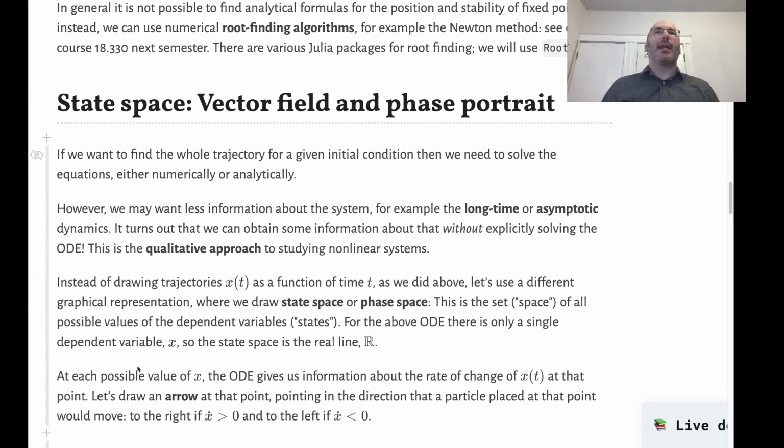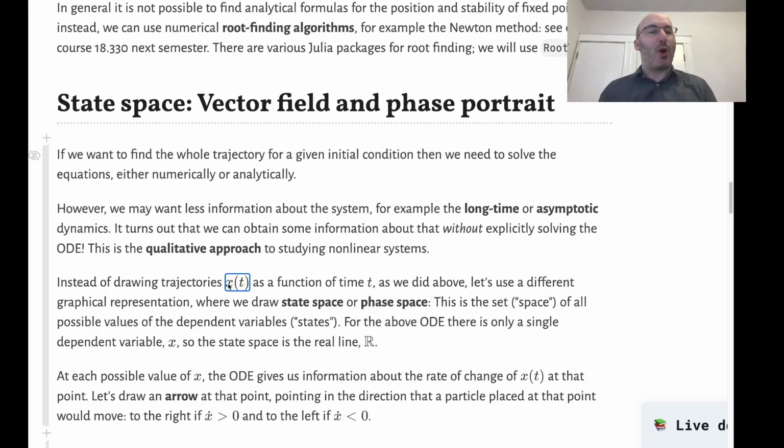Let's think again about this qualitative behavior. Can I actually extract the qualitative behavior of these equations without really solving them using one of these ODE solvers? So this is the qualitative approach to dynamical systems or nonlinear dynamics. We're going to take a different point of view. Instead of plotting x as a function of time, we'll just remove time from the picture in a way, and we'll draw the state space or phase space. That's the collection of all possible states of the system.